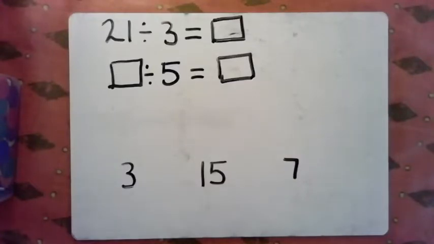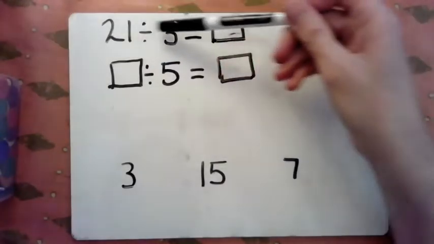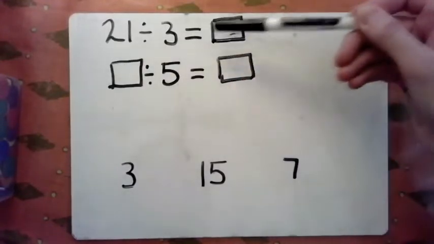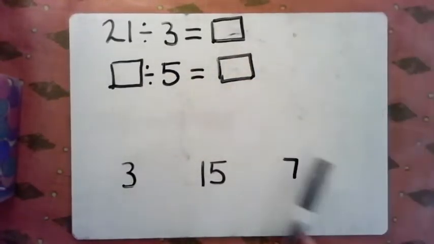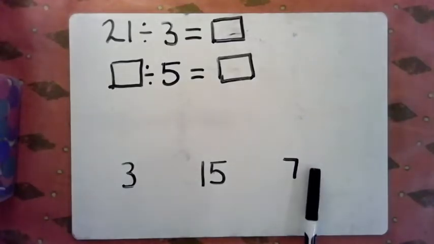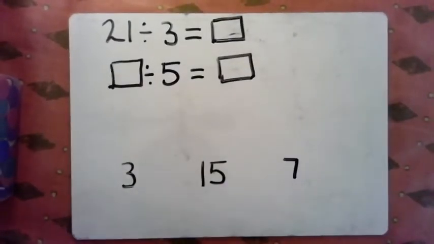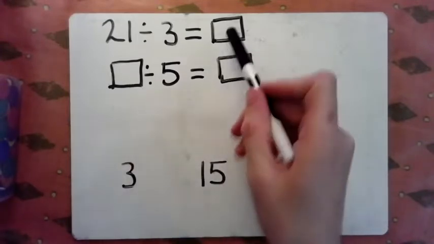Okay, boys and girls, so this is an example of the type of question you're going to have in the solve it. We've got a few division number sentences here with some empty boxes in. And below, you've got a choice of numbers which can go in these boxes. Now, it's entirely up to you how you go about doing this, but you've got to figure out where these numbers go in these boxes.